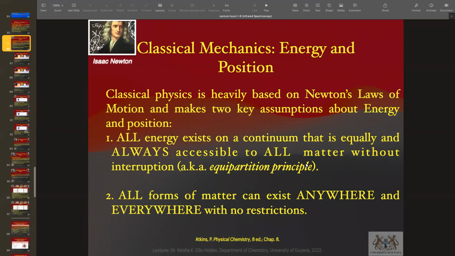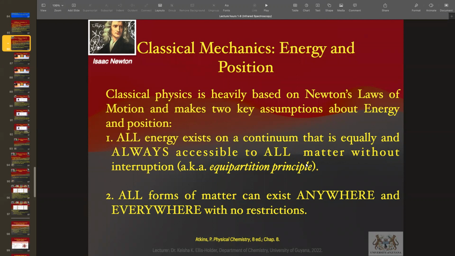The second key assumption was that all forms of matter could exist positionally any and everywhere without restrictions. Now, I'm not saying everywhere at the same time. What I'm saying is that there was no place that matter could not exist. So there was no concept of an electron, for example, not being able to occupy any part of the atom. The assumption was that the electron could be anywhere in the atom without any restriction.